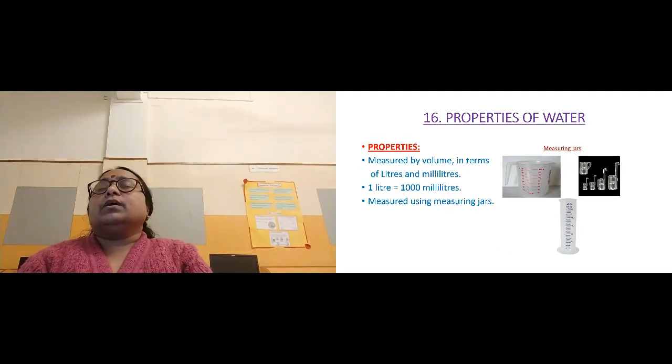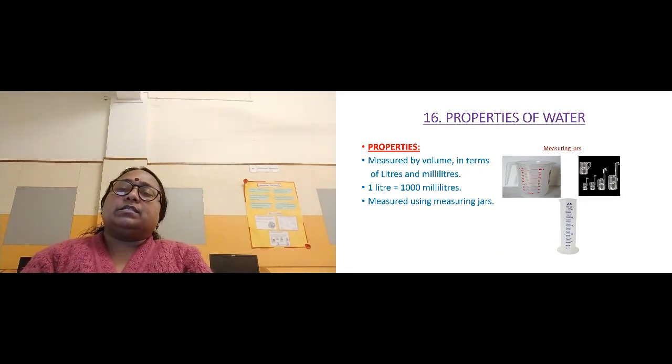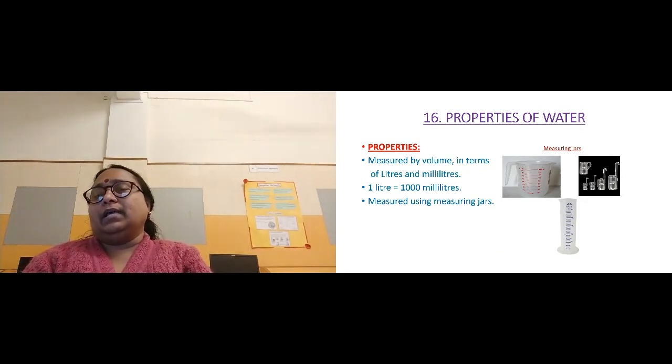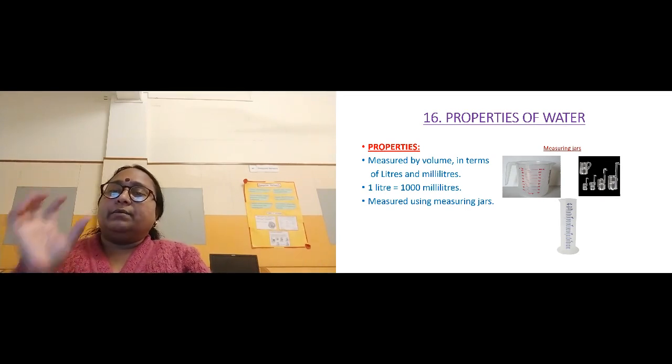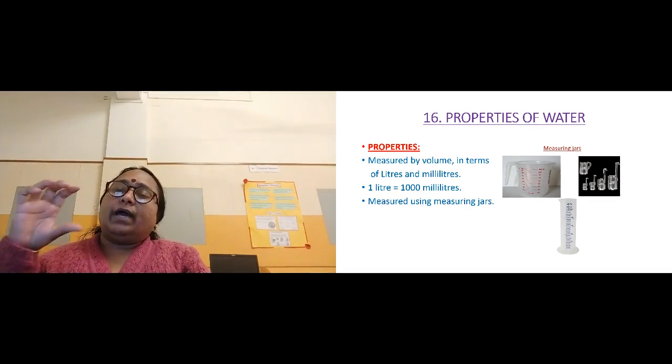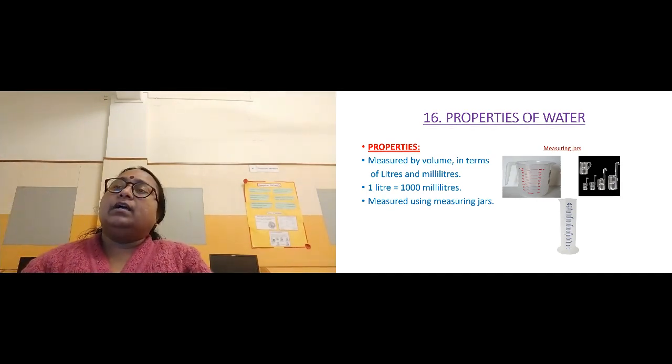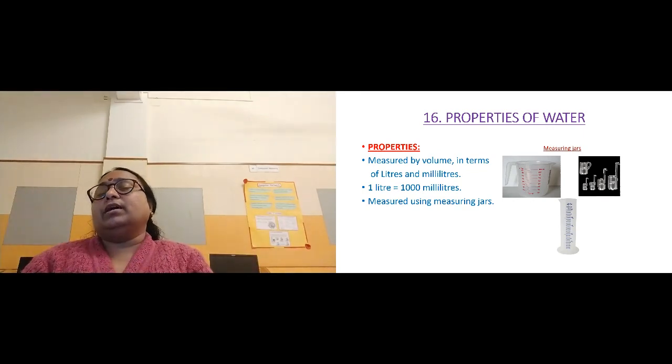Then the liquid, meaning water, milk, oil, all of this comes under liquid. To measure it, we measure by volume, in terms of liters or milliliters. So water is measured by volume, either in liters or in milliliters. Here you have the measuring jars. Mostly measuring jars are used, where the measurements are written on the jar. If you want to measure milliliters, you will have a small measuring jar. If you want a larger quantity of the liquid, then you use a bigger measuring jar.